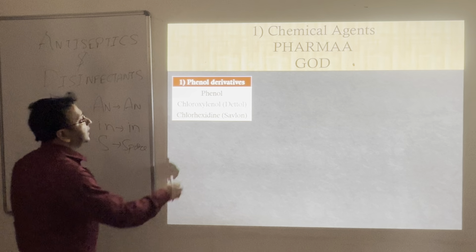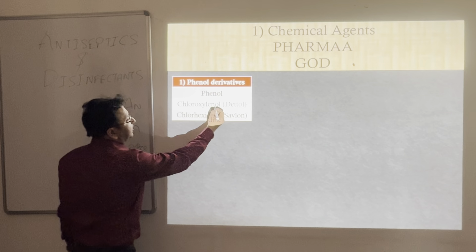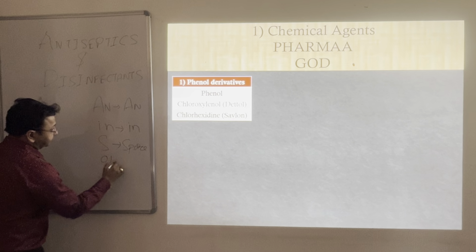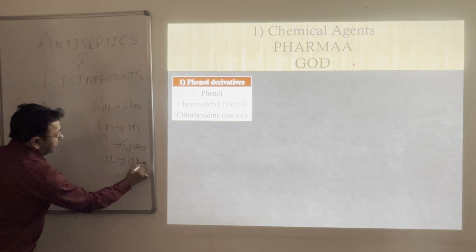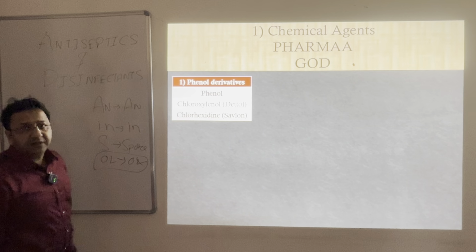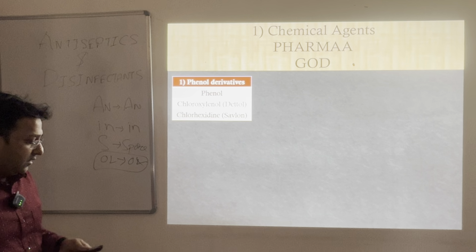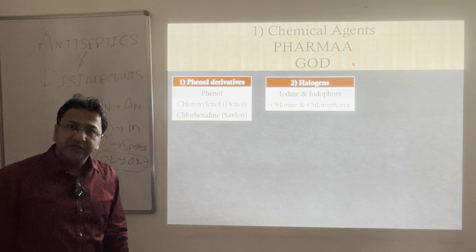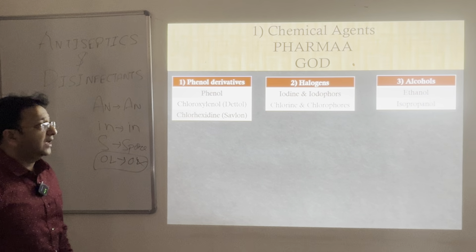How to remember which one is which? Chloroxylenol ends with the letters OL, and Dettol also ends with the letters OL. So you can remember that Dettol has chloroxylenol and Savlon has chlorhexidine. So one is the phenol, one is the halogens. Halogens we have the iodine and chlorine, iodophore and chlorophore, the halogens.